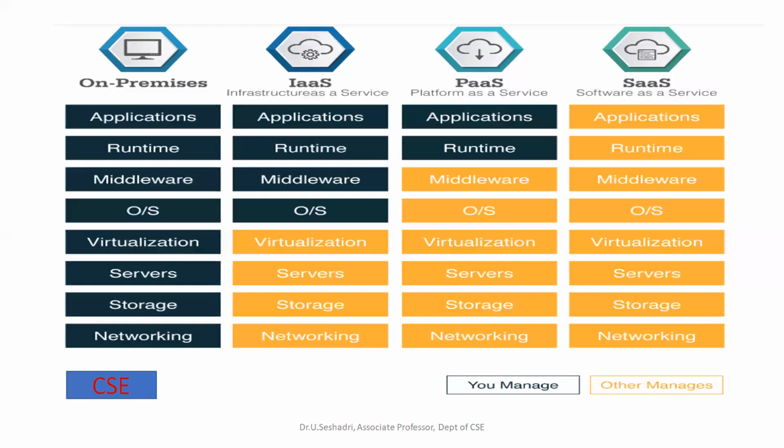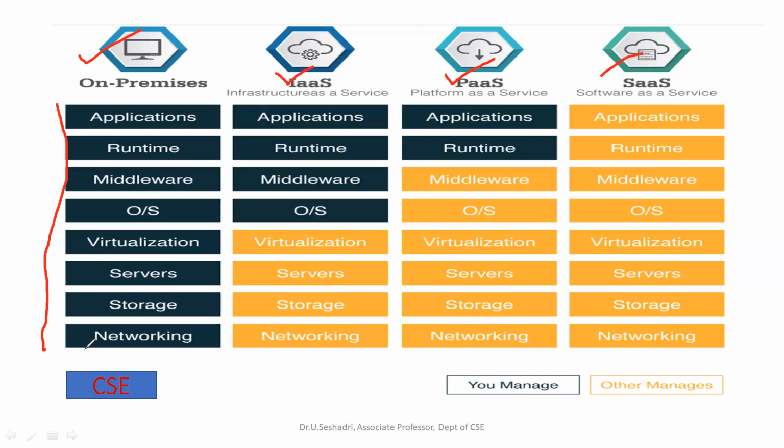In cloud computing, there are 3 delivery models: infrastructure as a service, platform as a service, and software as a service. If you are not using a delivery model, that is nothing but the on-premise network. In an on-premise network, you have to manage everything. See that: networking you have to manage, storage you have to manage, servers you have to manage, virtualization, operating system, middleware, runtime, and the application. Everything you have to manage in an on-premise network.